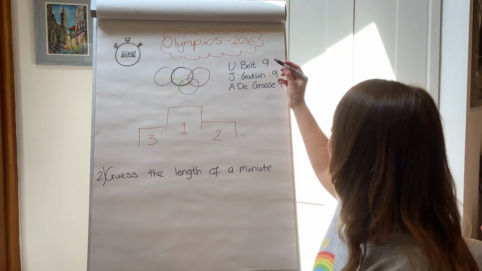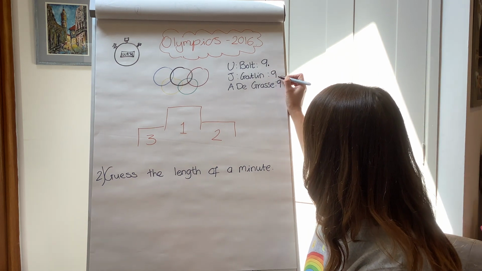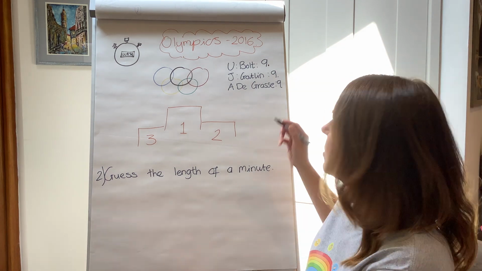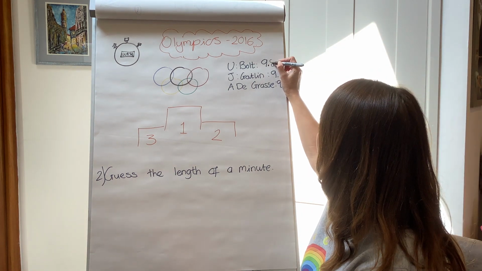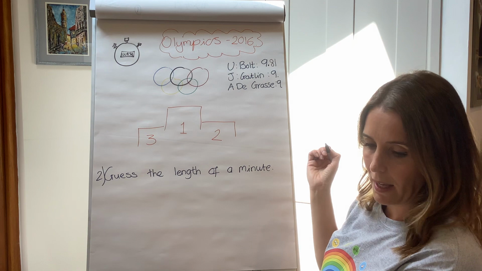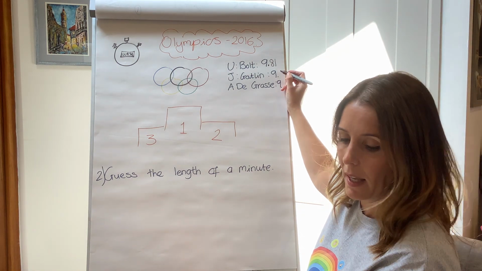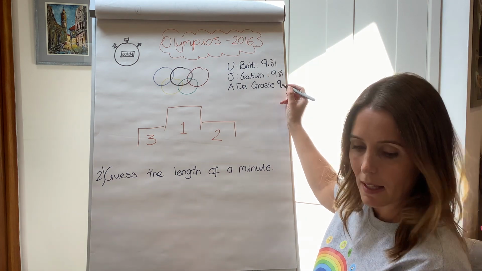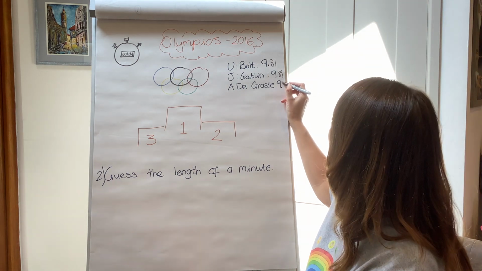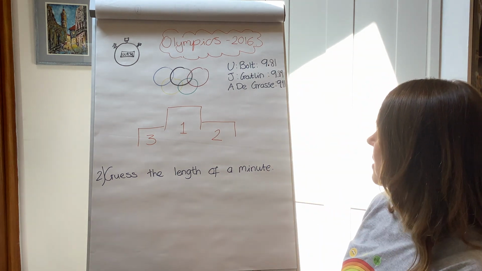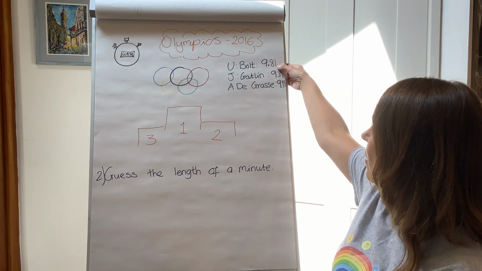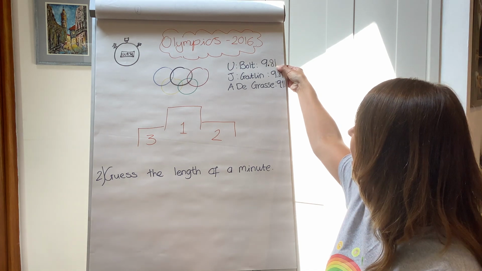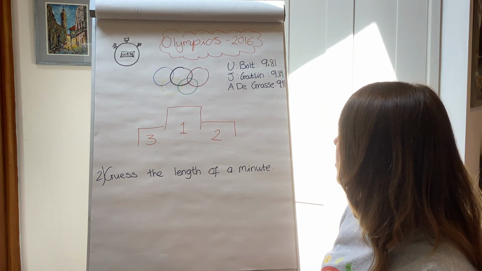So we need to look at the decimal numbers to see what they ran the race in to be more accurate. So Usain Bolt ran it in 9.81 seconds. Justin Gatlin ran it in 9.89 seconds. And Andre de Grasse ran it in 9.91 seconds. So that means Usain Bolt finished fastest. So he won gold that year in the Olympics for running the 100 metres.